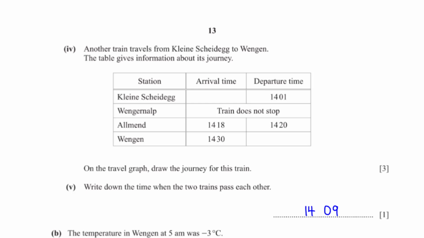Another train travels from Kleiner Scheidegg to Wengen. The table gives information about its journey. On the travel graph, draw the journey for this train.